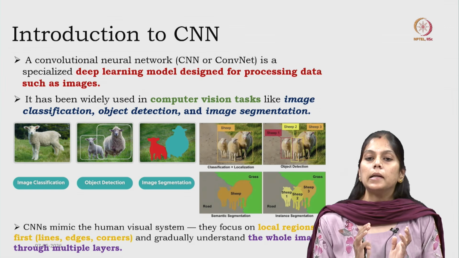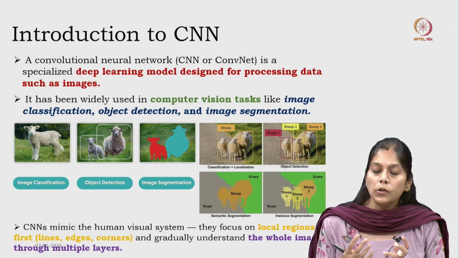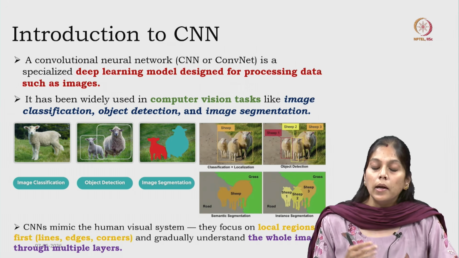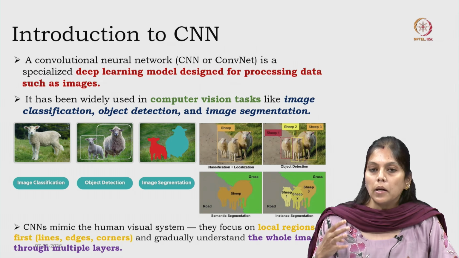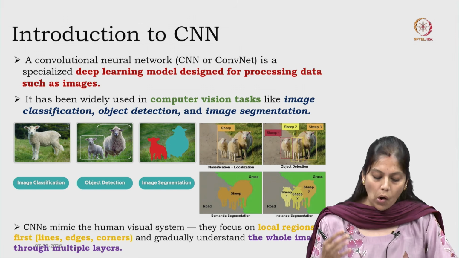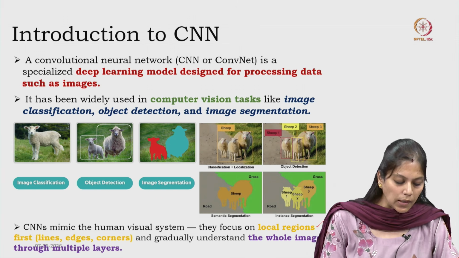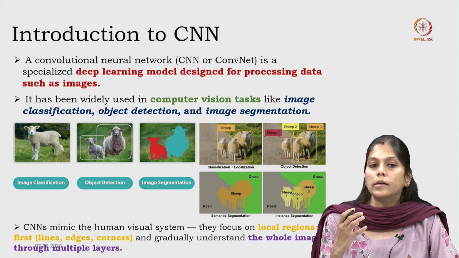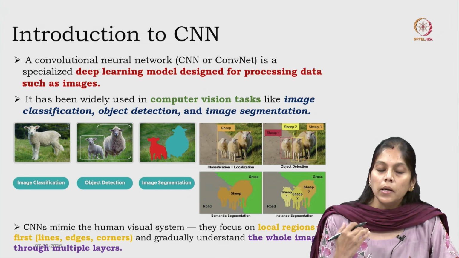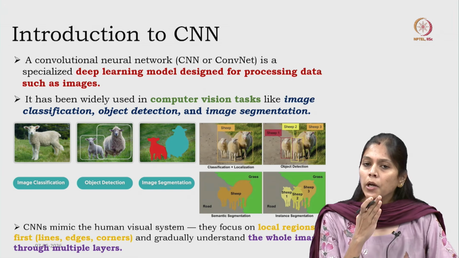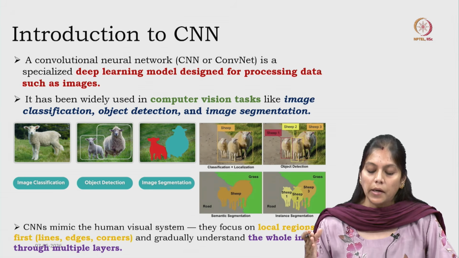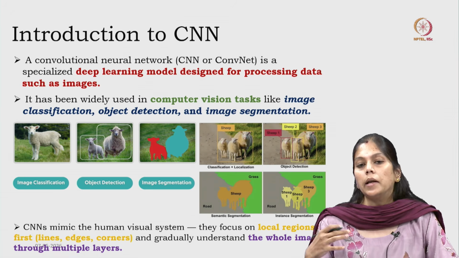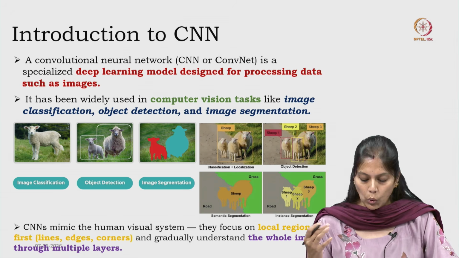So exactly, CNN also mimics this human visual system, where the earlier layers in the CNN model will focus on the local regions. That is, it first focuses on understanding the lines, edges, corners. Gradually, as we move deeper into the architecture, it starts understanding the image as a whole.